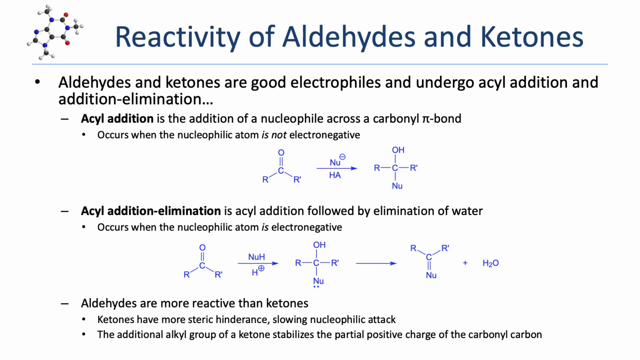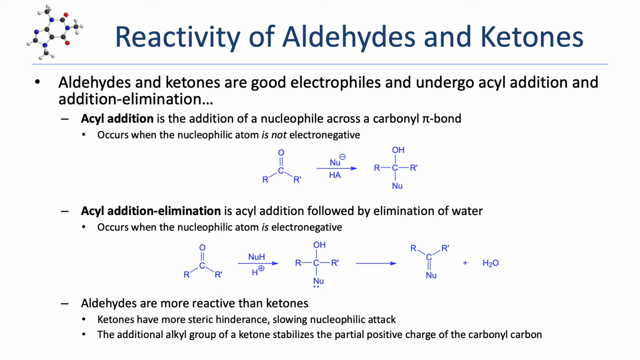Aldehydes are, however, almost always more reactive than ketones, and there are two primary reasons for this. Ketones have two carbon groups bound to the carbonyl. Aldehydes have one carbon group and a hydrogen. This means that aldehydes have less steric hindrance on the carbonyl carbon, allowing nucleophiles to more easily attack.